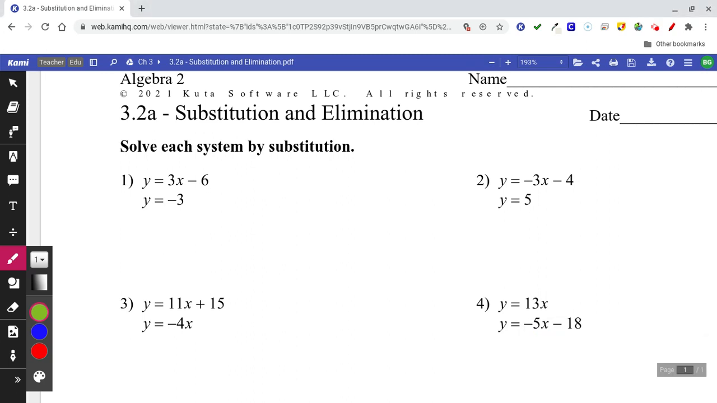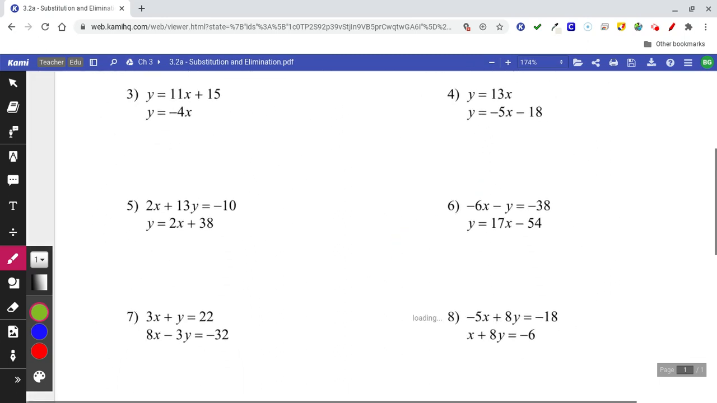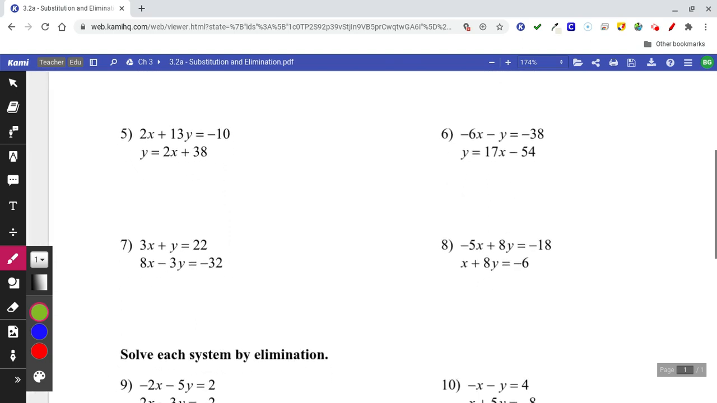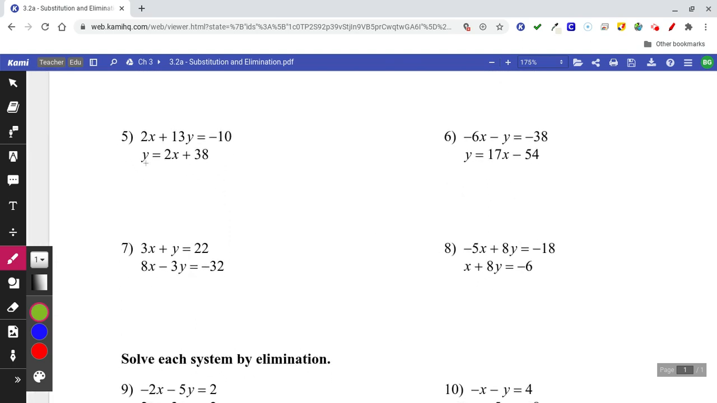3.2 Substitution and Elimination. We're still solving systems of equations, but this time we're not going to do any graphing. What I would recommend you do is look through your equations, and you're going to see sometimes you've got a variable by itself, and other times you've got an equation written in standard form. So it doesn't matter that this is slope-intercept form, but what I'm looking for is a variable by itself or standard form.